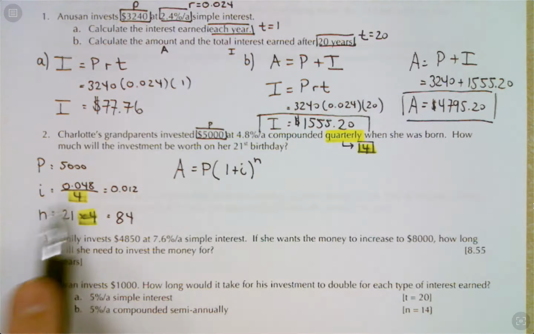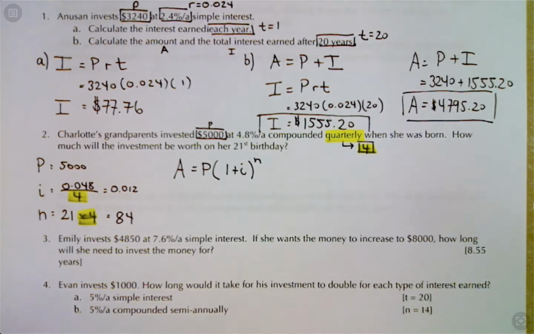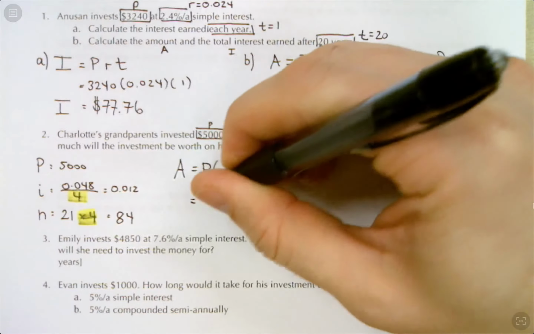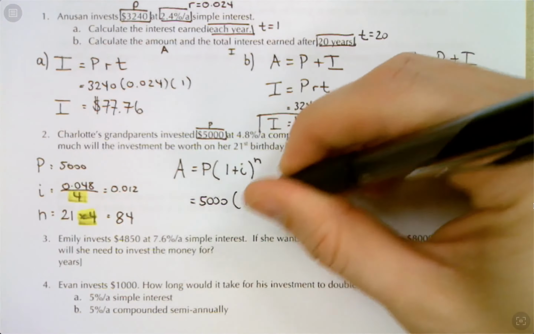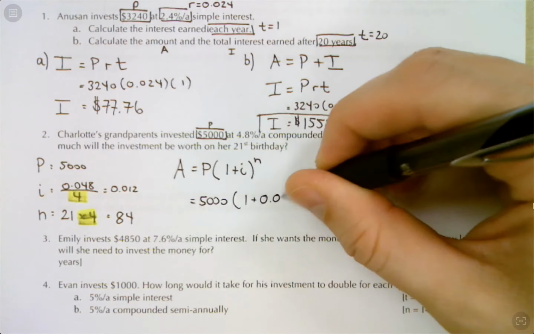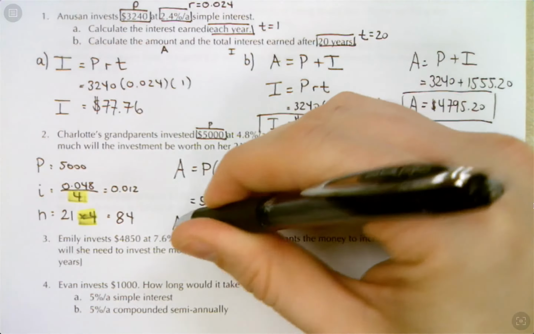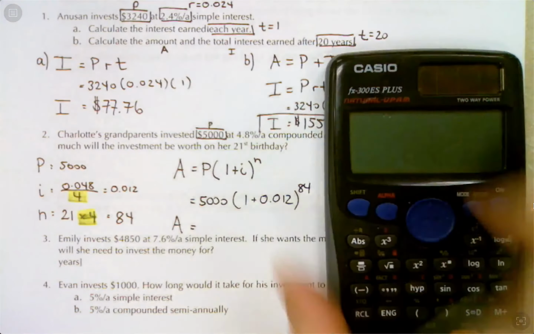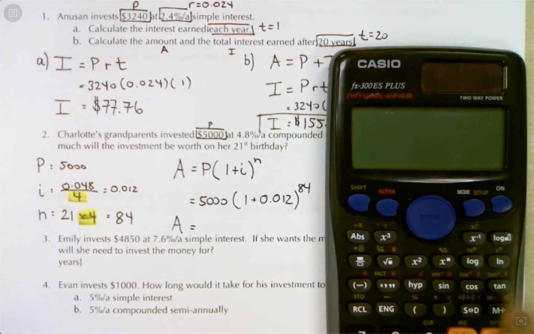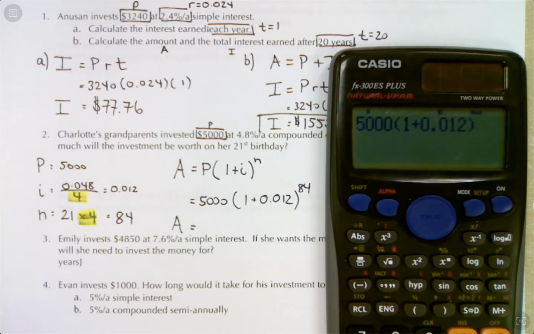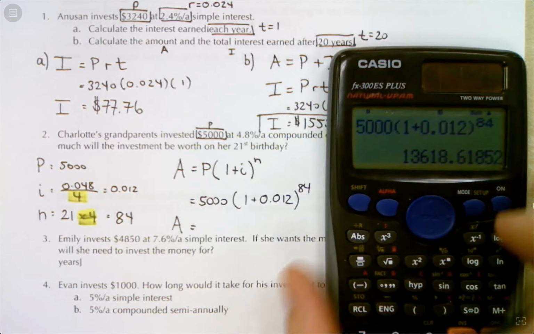So we have to get used to doing I and n before we can use the equation. Now we can use the equation. Fill in what we know: 5,000 times (1 plus 0.012) to the exponent 84. Type that in a calculator. We'll do this one on my calculator. We got 5,000, 1 plus 0.012. People always miss the extra 0. Make sure you get it. Exponent button, 84, and it will do it all for you. We get $13,618.62.